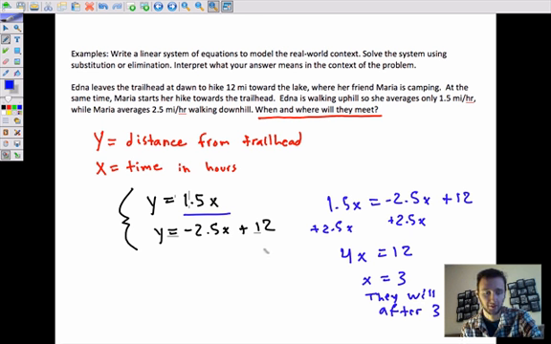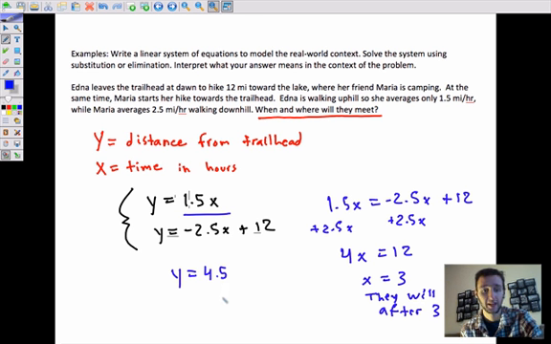Then we can go ahead and solve for y. This is the easy part. Just take maybe this first equation, substitute in, you know x is 3, so we'll substitute that in right here. And y equals 3 times 1.5, which is 4.5.